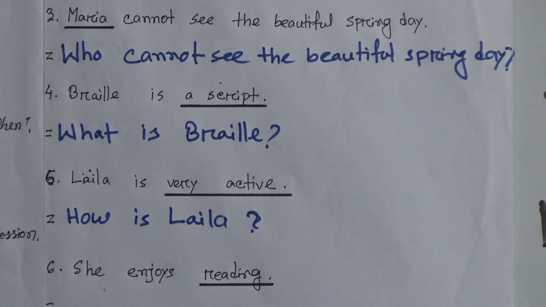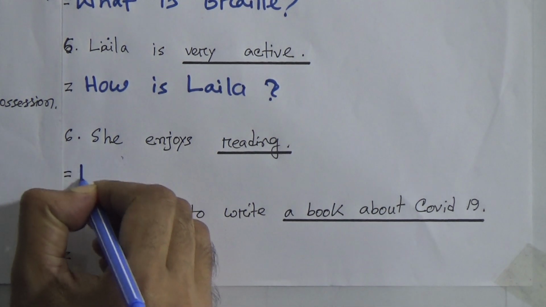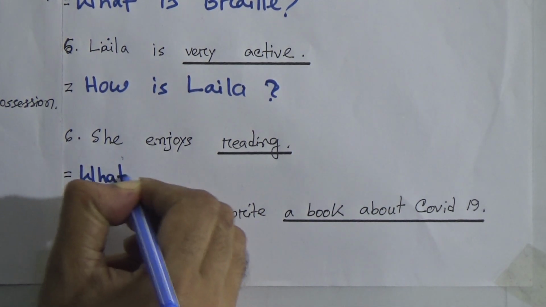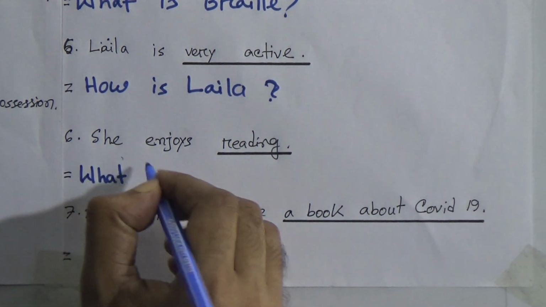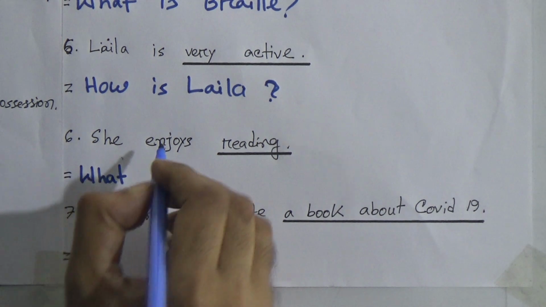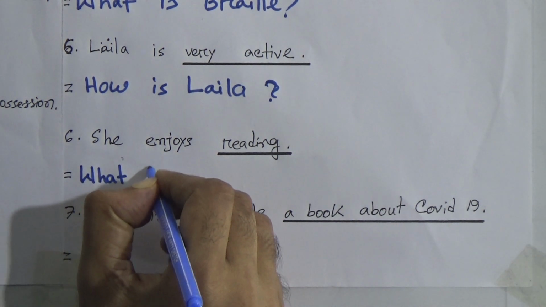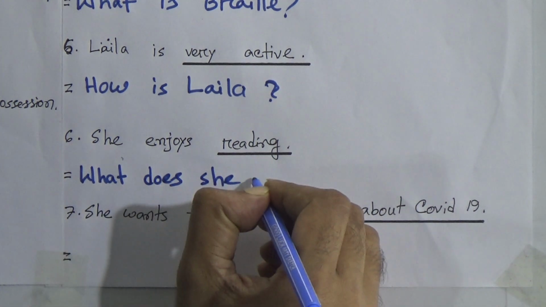Question number 6, she enjoys reading. Reading is the object of the sentence, so we will make a question with what, and what will take auxiliary verb do, does or did. The sentence is in present tense, so we will take two verbs, and she is the third person singular number, so we will take does. What does she enjoy?